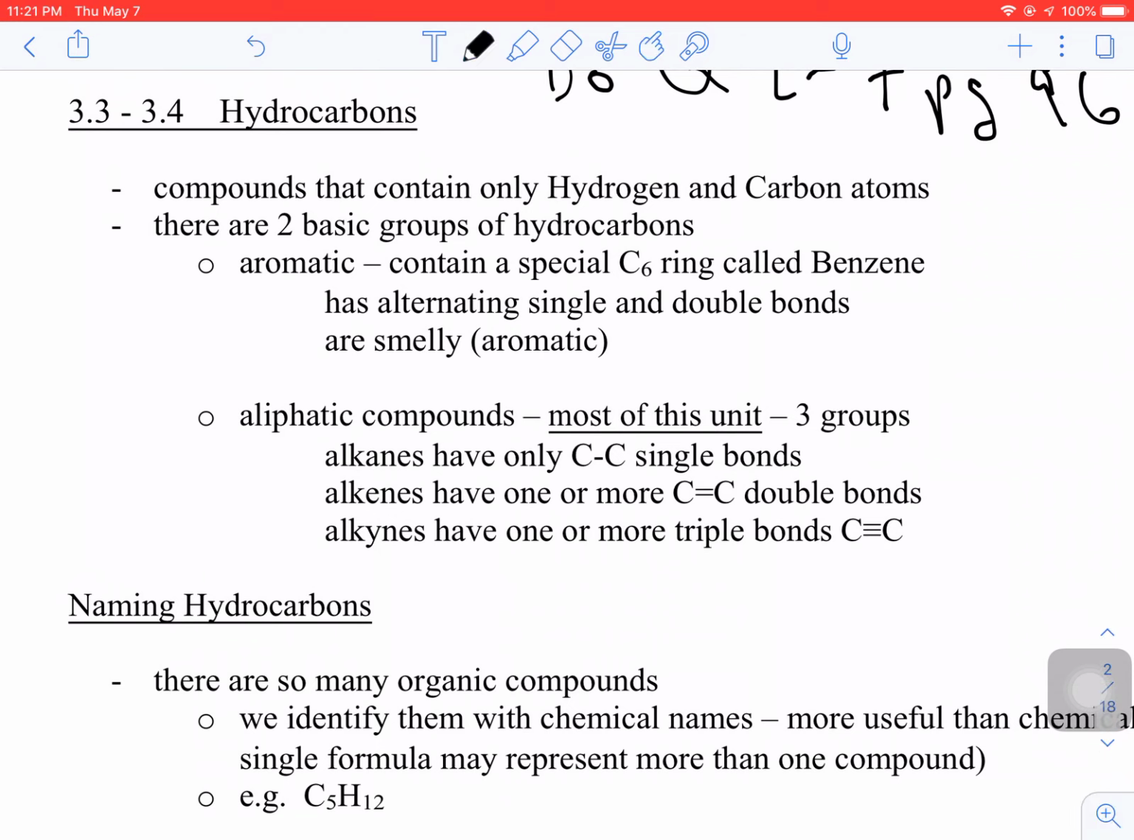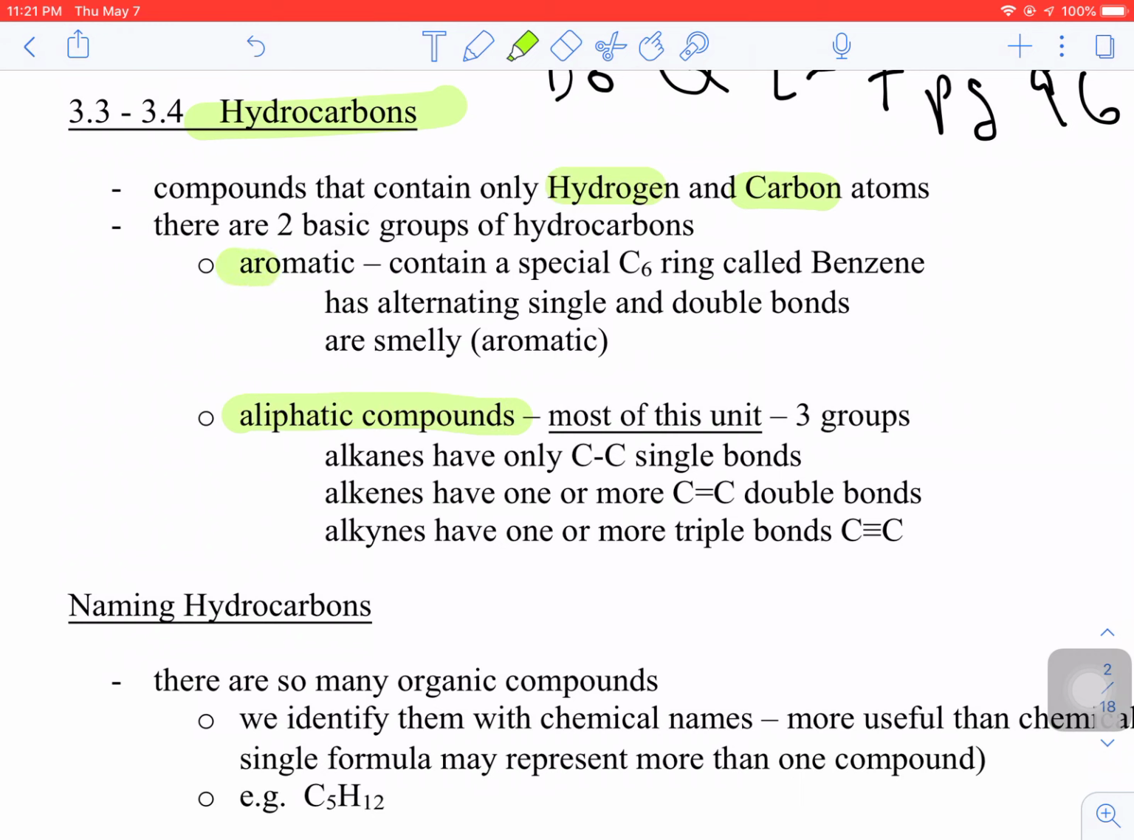3.3 is looking at a group of molecules called hydrocarbons. They contain hydrogen and carbon only. Most of the hydrocarbons that we're going to talk about throughout this entire unit are a group of hydrocarbons that are called aliphatic compounds. And that's not a word that I'm probably going to use more than a couple of times in the next 2 weeks.